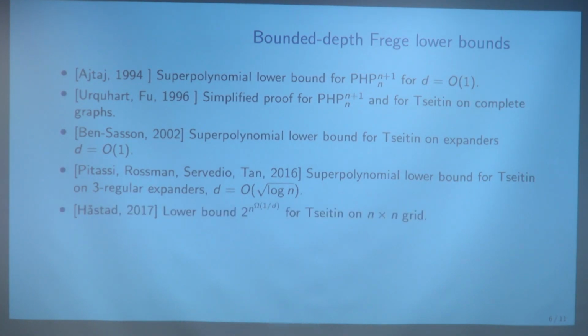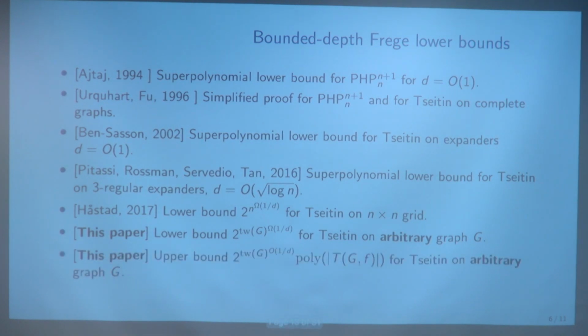Then there was a result by Håstad with a lower bound of 2 to the n to the omega of 1 over d for the Tseitin formula on a grid with side n. Our paper has a lower bound of 2 to the treewidth of G to the omega of 1 over d, which was a generalization of Håstad's result. It was proved by Itsykson and Galesi, and Artur and I proved a matching upper bound of 2 to the treewidth of G to the O of 1 over d multiplied by a polynomial of the size of the formula. And this result holds for an arbitrary graph.